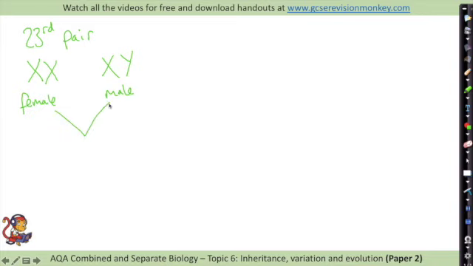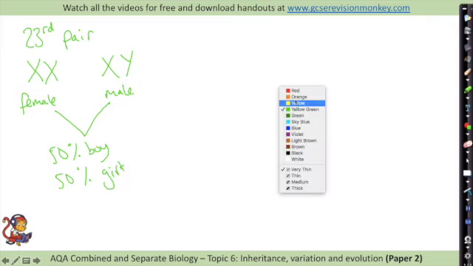Sex chromosomes is what we're going to talk about next. The 23rd chromosome pair is called the sex chromosomes. You can either have a pair of XX chromosomes, or you can have a pair of XY chromosomes. If you have XX, you are a female. If you have XY, you are a male. And you can do a genetic cross to show that whenever a male and female reproduce, they have a 50% chance of having a boy and a 50% chance of having a girl.